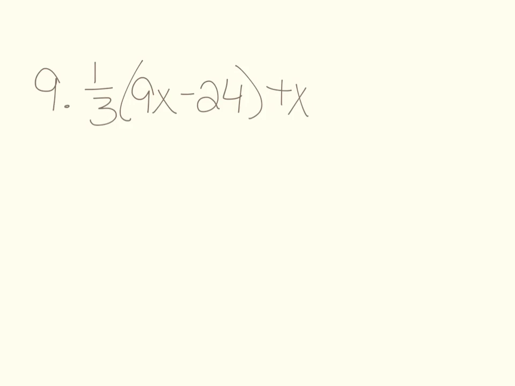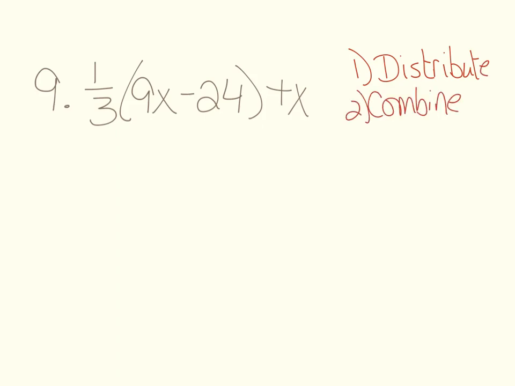Okay, today we're going to do more practice with simplifying expressions. Remember that your two steps are to distribute, and the second step is to combine like terms. So the first thing you're looking for is the distributive property. Are there any parentheses I need to clear?